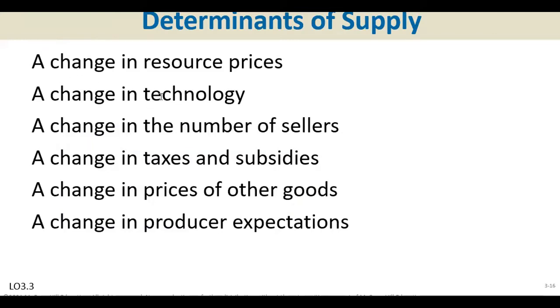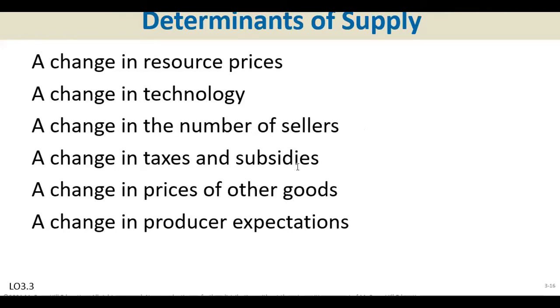Changing technology: with better technology, suppliers can use the same resources but produce more, right? It increases productivity. That will help suppliers to produce more. And with the idea in mind being to maximize profit, they will use technology to maintain or reduce the cost of production and produce more. The number of sellers: if the number of suppliers increases on the market, eventually the supply can also increase.